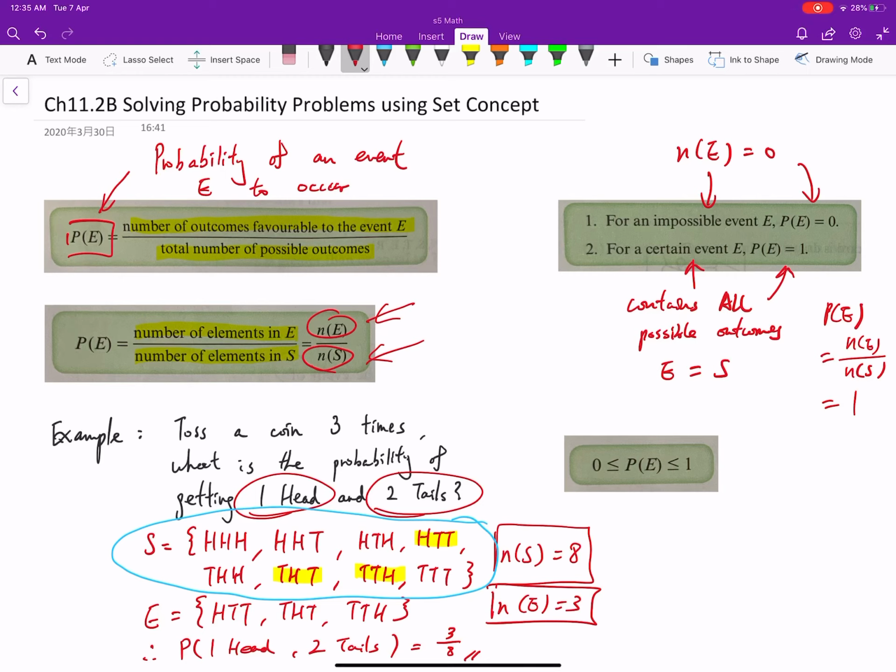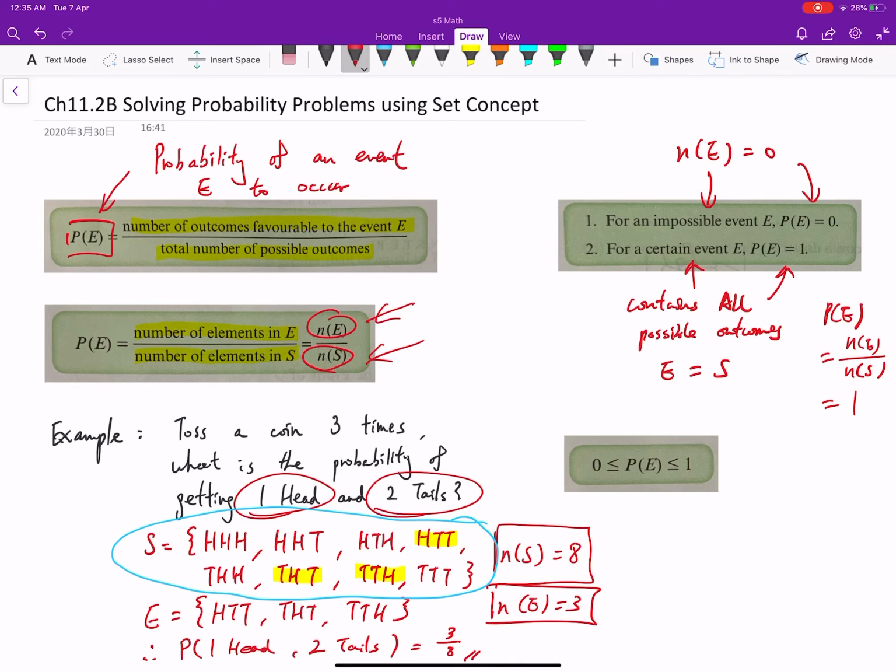For example, in this example you toss a coin 3 times. The probability of getting 3 heads or tails. Because you toss 3 coins, right? So this must be a certain event. You must get 3, no matter whether they are heads or tails, right? So that is what a certain event means.